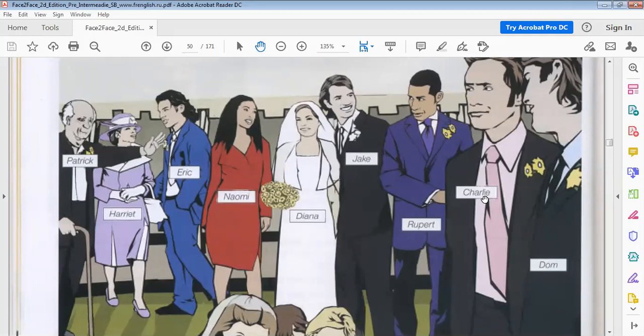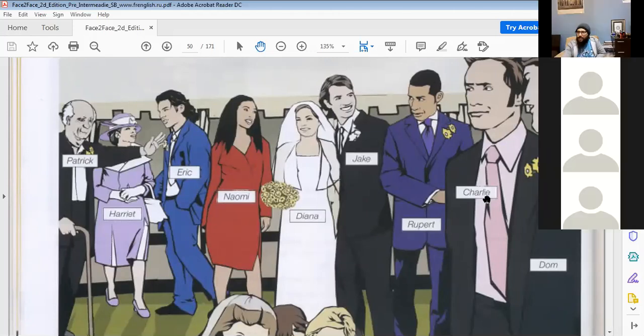He has short, black hair. He has a nice suit. He's tall. Okay. He looks like a president. But which president? Our president or the American president? American president. Which one? The new one or the old one?